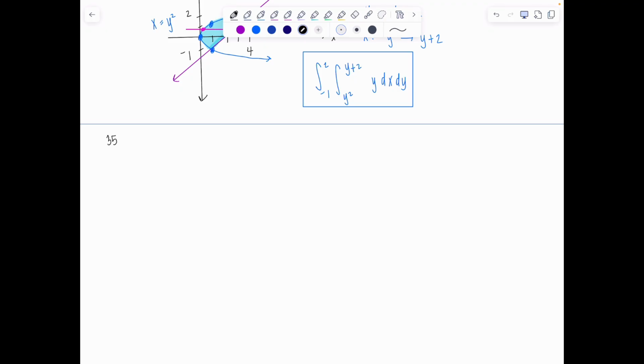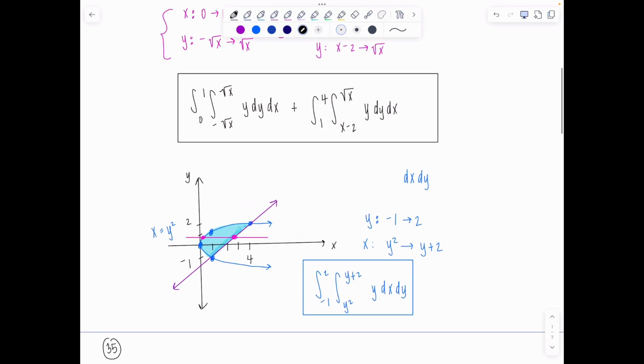Yes? They asked for both. Yeah, it said set up iterated integrals for both orders of integration. So they wanted you to set up dy dx and dx dy. And then it said evaluate it using the easier order. So I would say the easier order is the one that requires only one integral, I would say.